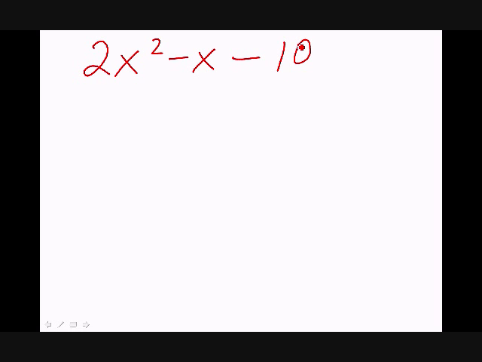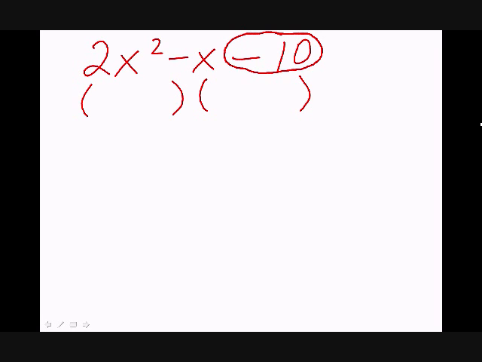And in the discussion forum question, I asked you to find two binomials, inside parentheses, that when you multiply them together, you get 2x squared minus x minus 10. The first thing that we have to start with is we have to figure out what two numbers, when you multiply them together, you get negative 10.